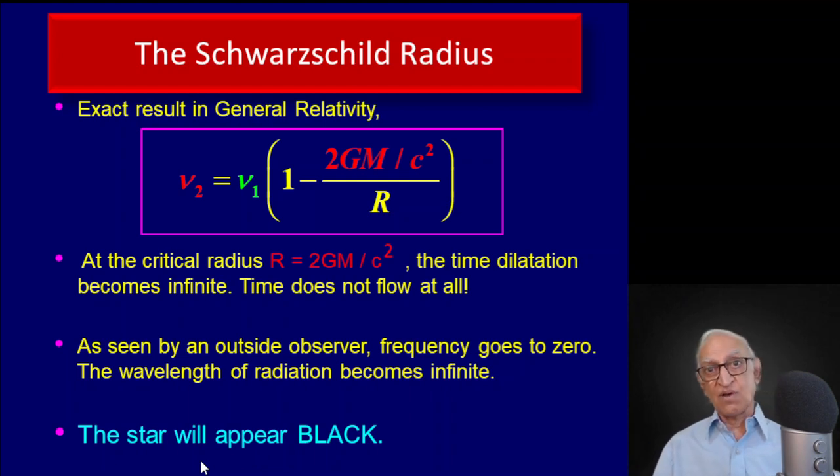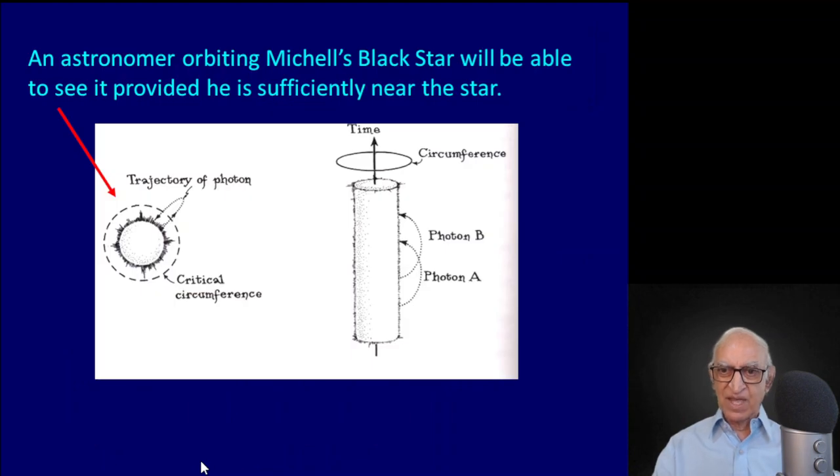So is all Einstein saying is what John Mitchell said way back in 1783? No, not at all. There is a profound difference between the black star of John Mitchell and the black star of Einstein and Schwarzschild. And the difference is the following. Here is the black star of John Mitchell, whose radius is 2GM by c squared.